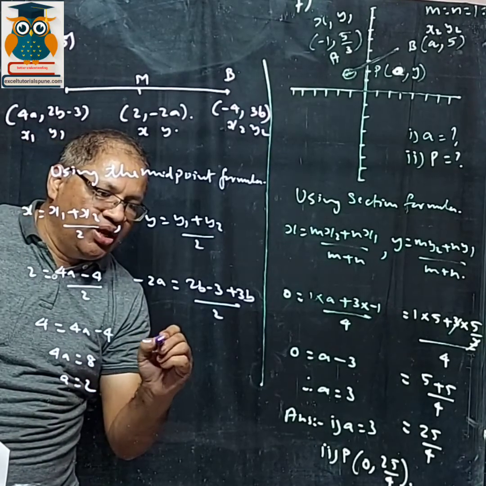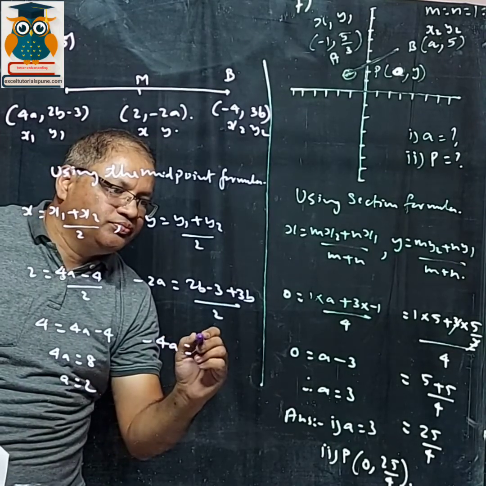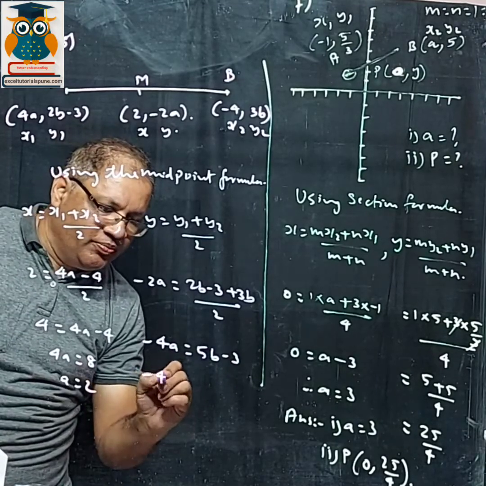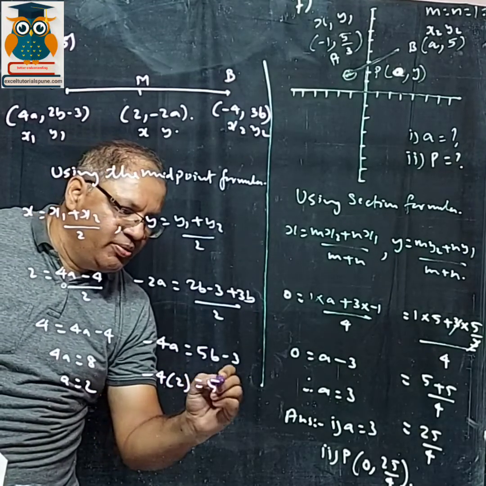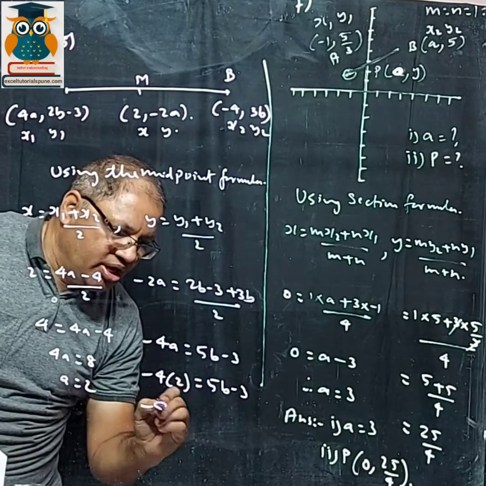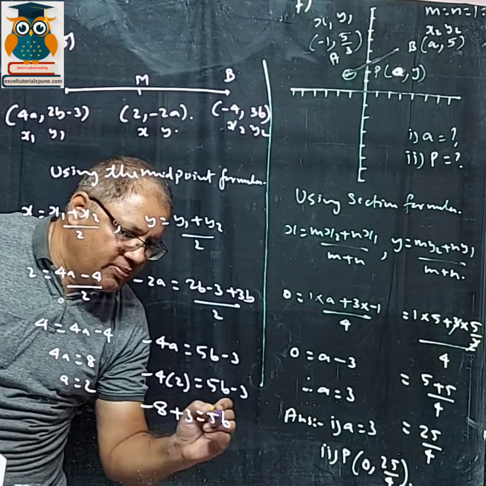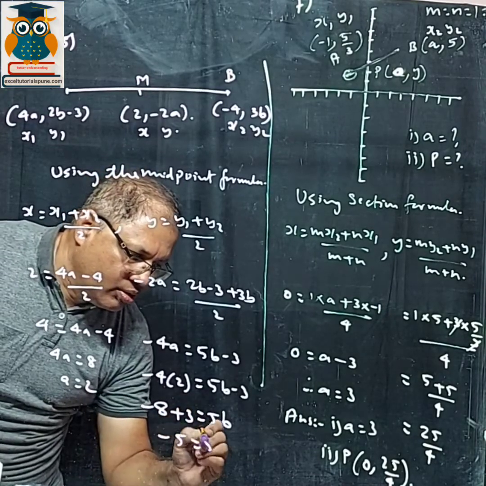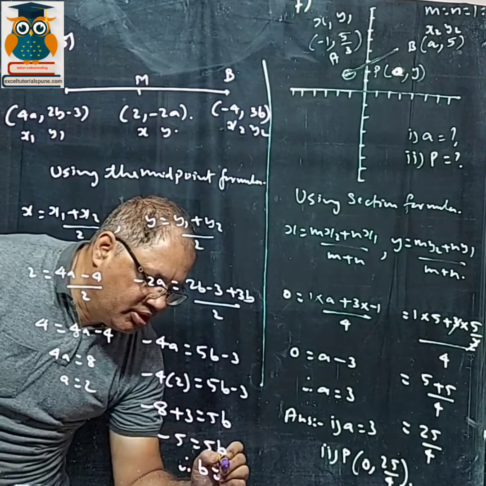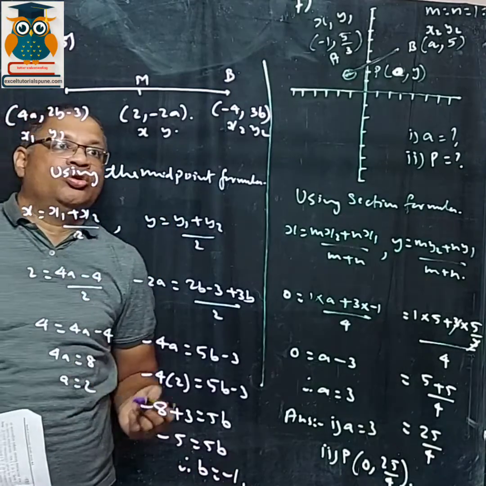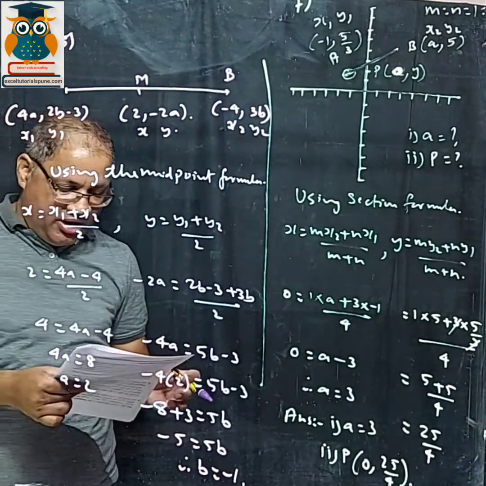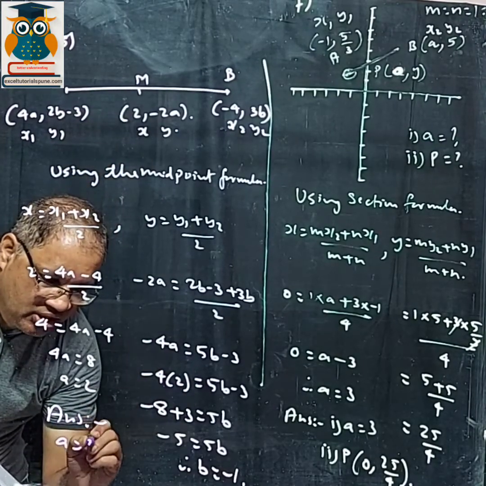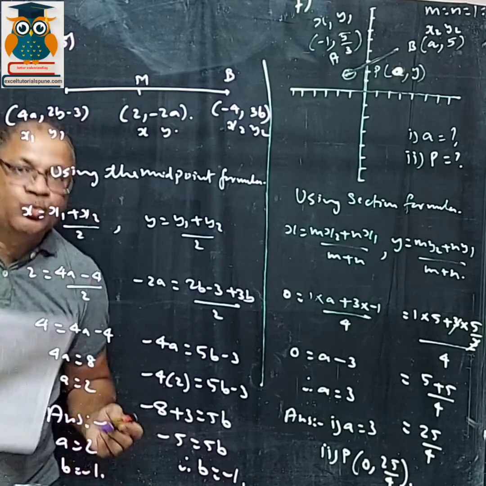And here it will be minus 4a is equal to 5b minus 3. Now a you have already got, that is 2. Substitute it. So 8 plus 3 is equal to 5b, that is 5. Therefore b is coming to minus 1. So you have got the value of a and b, and that's what they want. So answer: a is equal to 2, b is equal to minus 1.